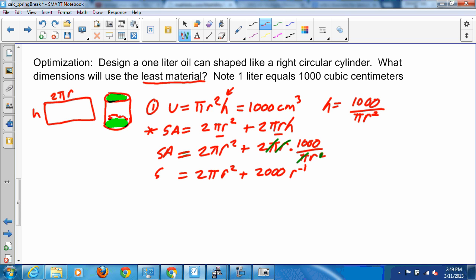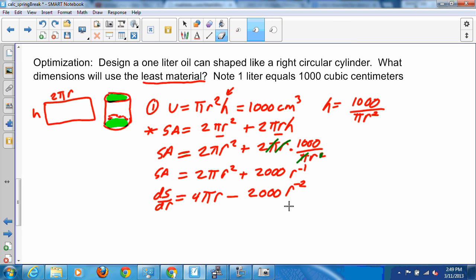So now let's take the derivative of this. So we have dS over dr, taking the derivative with respect to the radius, and we get what? 4 pi r minus 2,000, and this is r to the negative 1 minus 1, or minus 2. Well, we can just rewrite this over r squared positively. Okay.